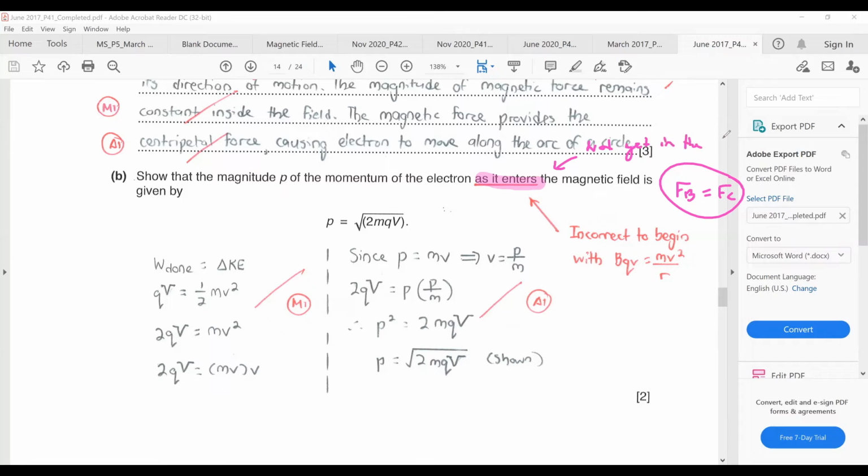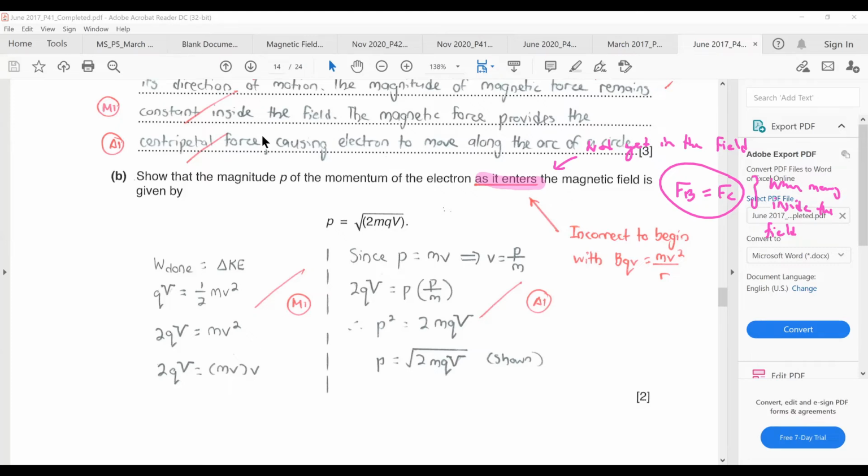Okay, the part where you say FB equals FC was for when you are moving inside the field. Alright, because when you are moving inside the field, only then you have magnetic force. From what the question described, the momentum of the electron as it enters the magnetic field, it is not yet in the field. So you don't have magnetic force yet.